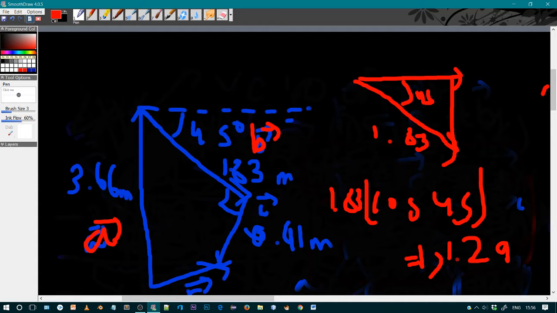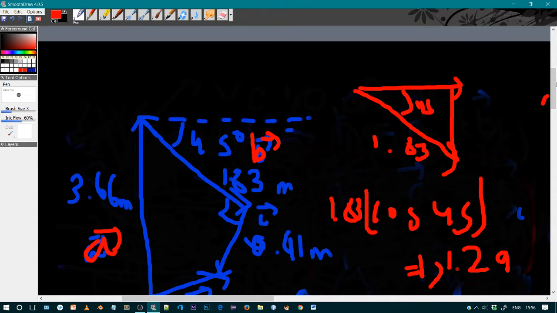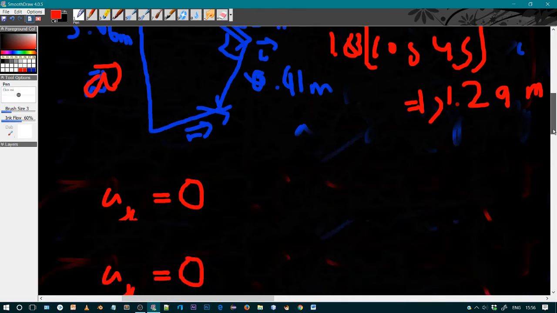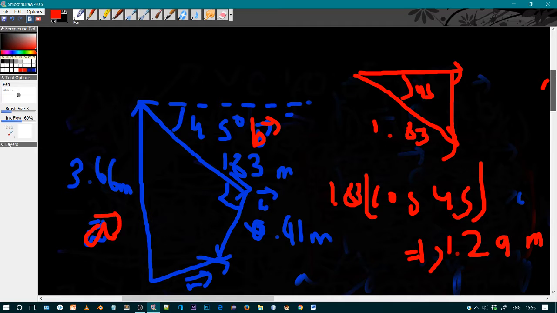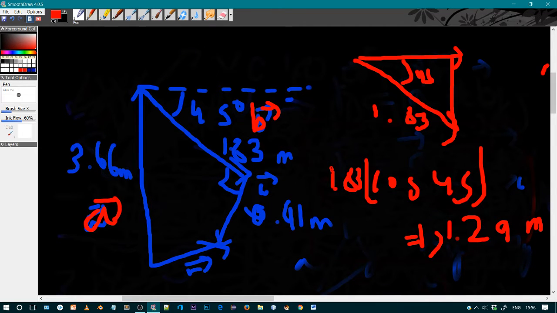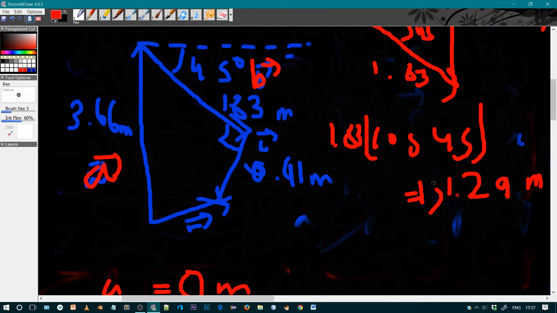Yeah, 1.29 rounded off value. So the 1.29 meters, don't forget meters, is the value of this in the rightward direction, so I'm making it positive. So bx will be equal to 1.29 meters, and let's take out the value of cx.